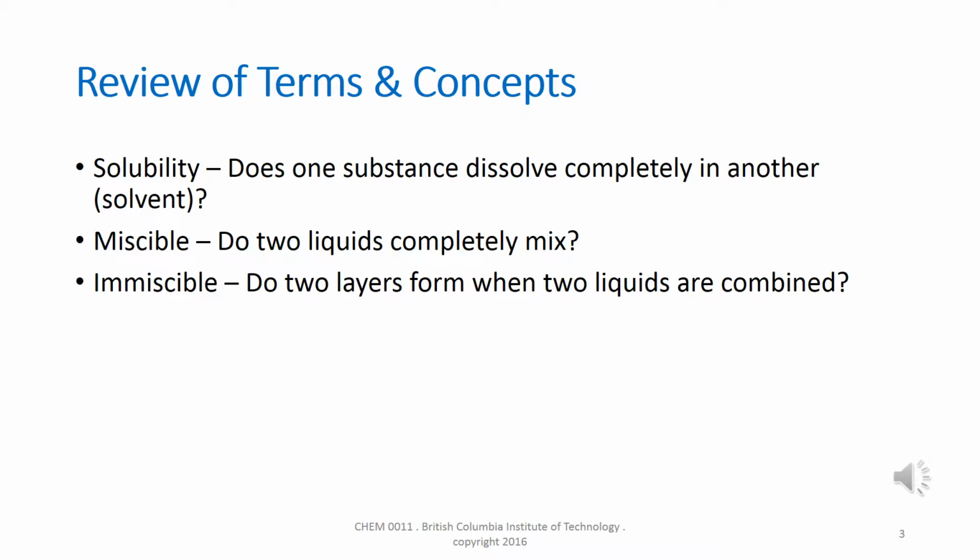Let's review some of the key terms and concepts. Solubility is a physical property measuring the amount that one substance can dissolve in another. This can also be done as a qualitative observation. For example, a teaspoon of salt will dissolve in warm water. When two liquids are mixed, they can be soluble, and the mixture is described as miscible. If the two liquids separate into two layers after mixing, the mixture is described as immiscible.